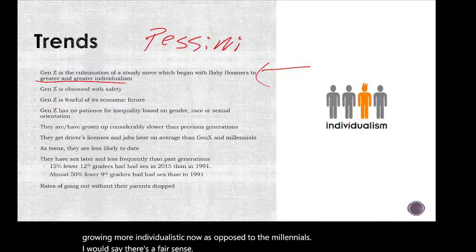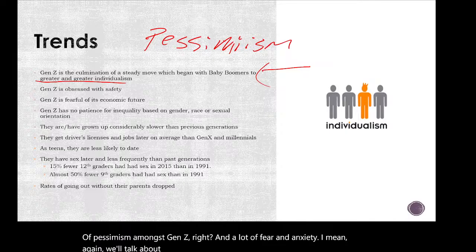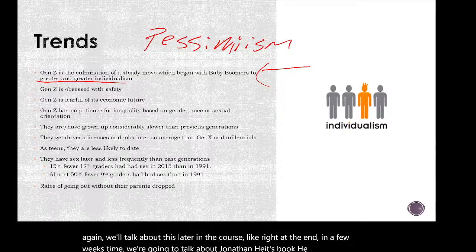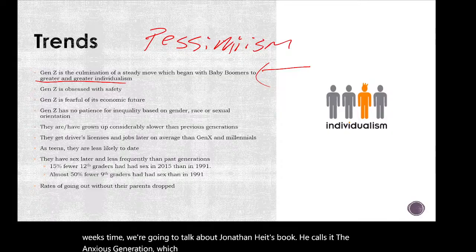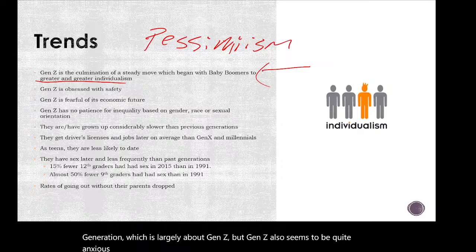Now, as opposed to the millennials, I would say there's a fair sense of pessimism amongst Gen Z, right? And a lot of fear and anxiety. I mean, again, we'll talk about this later in the course, right at the end, in a few weeks' time. We're going to talk about Jonathan Haidt's book. He calls it The Anxious Generation, which is largely about Gen Z. But Gen Z also seems to be quite anxious and, Twenge suggests, quite fearful, right?